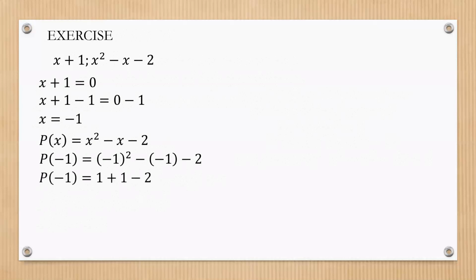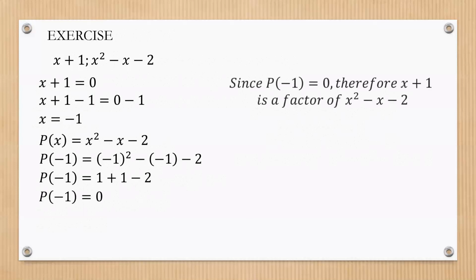So therefore this is negative 1 squared, which is positive 1. Negative times negative is positive also. So that is 1 plus 1. So that is equal to 0. Since it became 0, it means that p of negative 1 is equal to 0, therefore x plus 1 is a factor of x squared minus x minus 2. Meaning, x squared minus x minus 2 cannot stand alone without x plus 1. It cannot be formed without x plus 1. So that's the meaning of our topic for today.